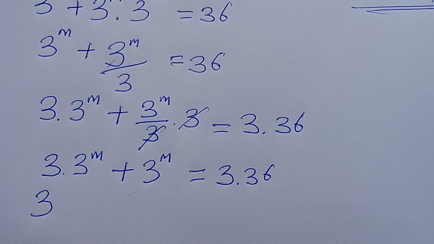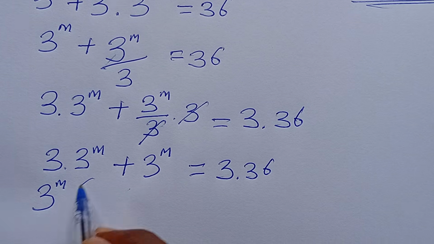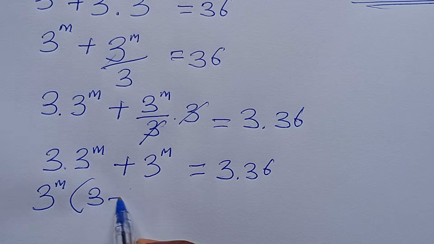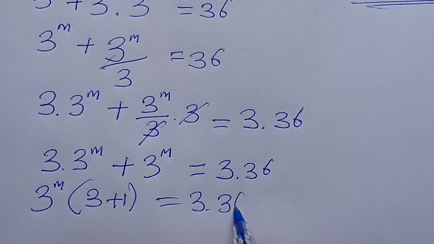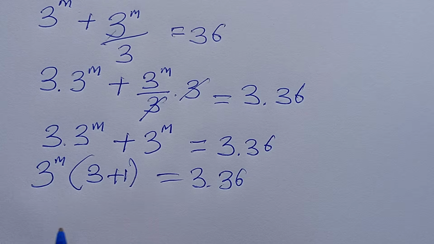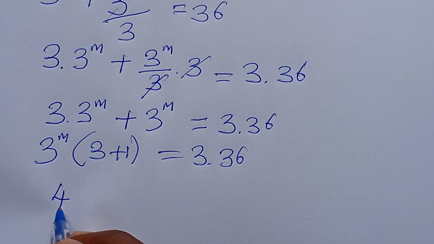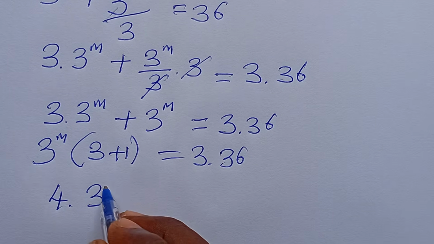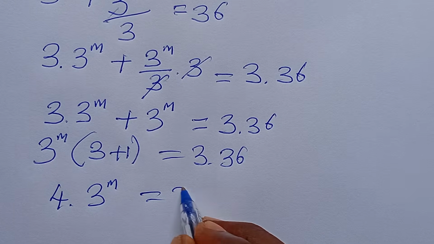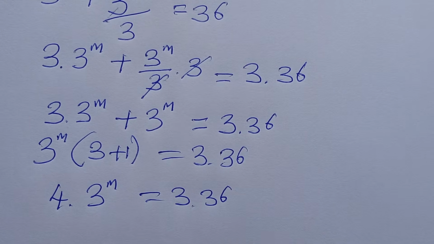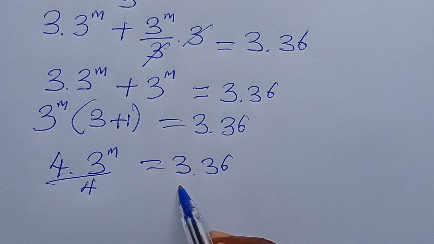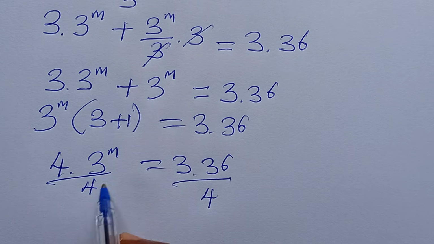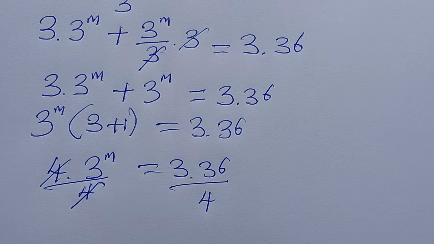So if we factor out 3 to the power of m, we're left with 3 plus 1 equal to 3 times 36. And so if we simplify this, we're going to come up with 4 times 3 to the power of m equals 3 times 36. Now we have to eliminate 4 from the system here. And so we divide by 4. We equally divide this side by 4. And so this will leave us with this.